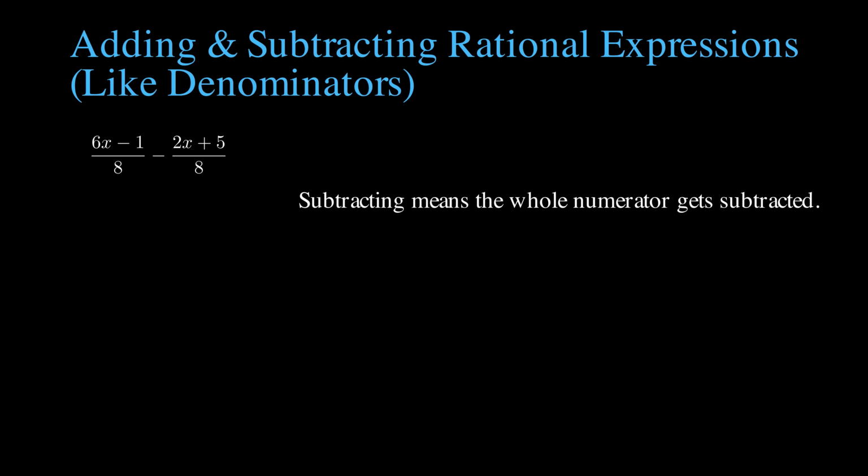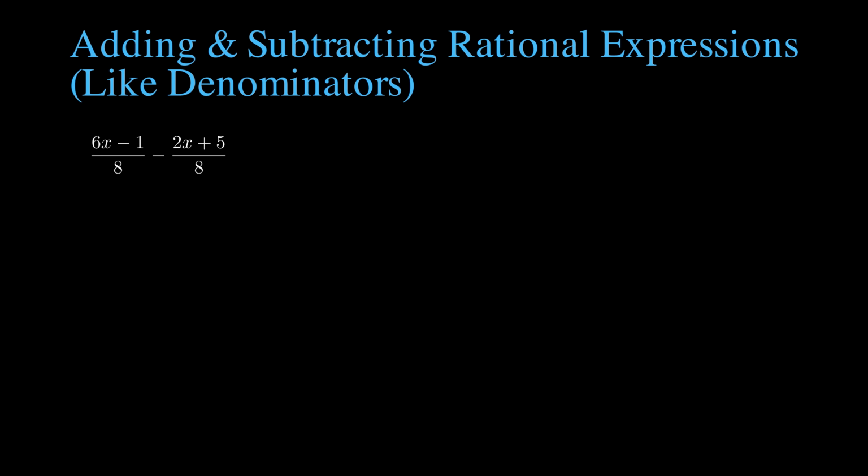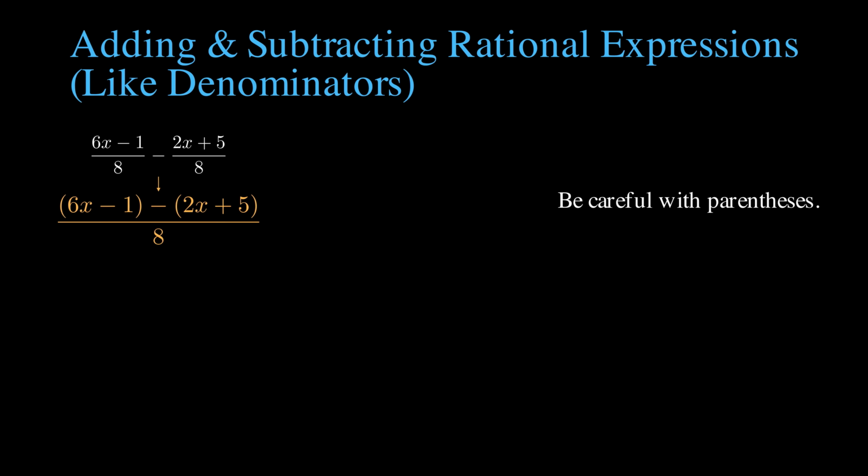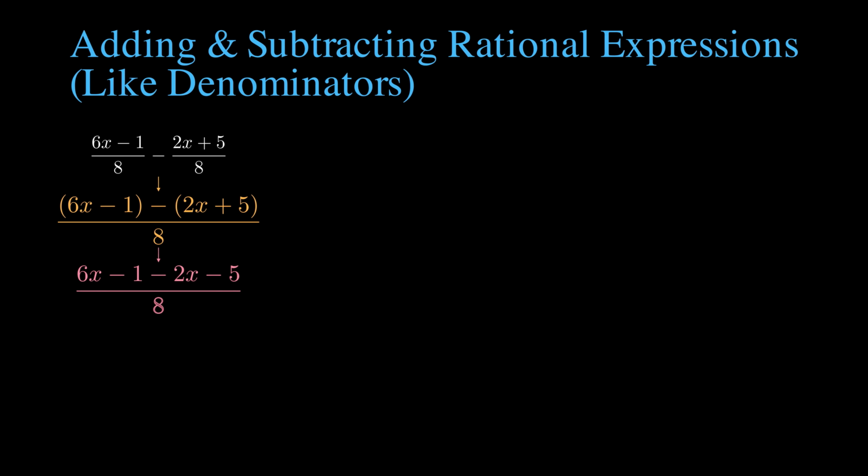When subtracting, the entire numerator after the minus sign must be subtracted. We use parentheses so the negative sign applies to everything. The minus sign changes all signs inside the parentheses. 6x minus 2x becomes 4x. Negative 1 minus 5 becomes negative 6. We now have (4x - 6)/8.